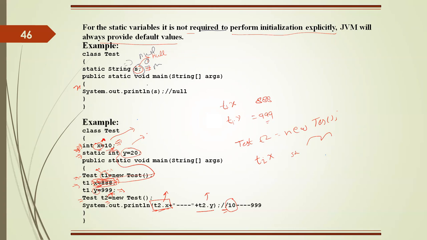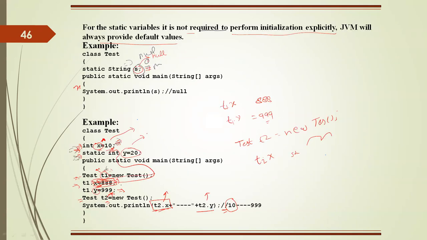Right? So now next is the example. This is the instance variable. This is the static variable. How can we access the instance variable? An instance variable we can access by using a reference variable of that class. And a static variable you can access both ways: by using a reference, and by using the class name. Perfectly.